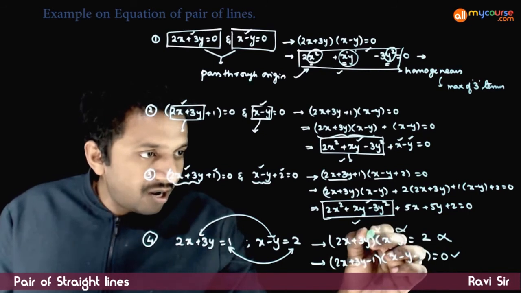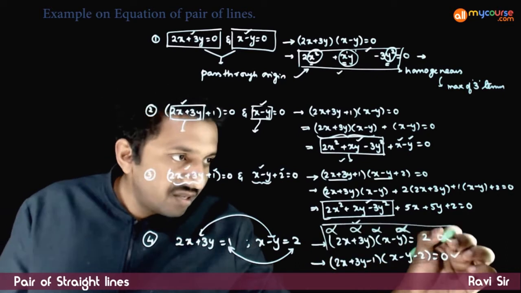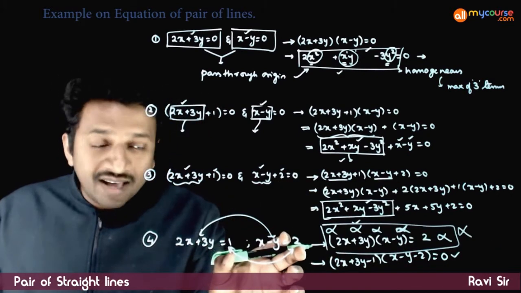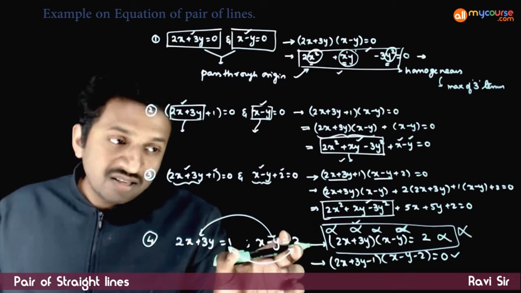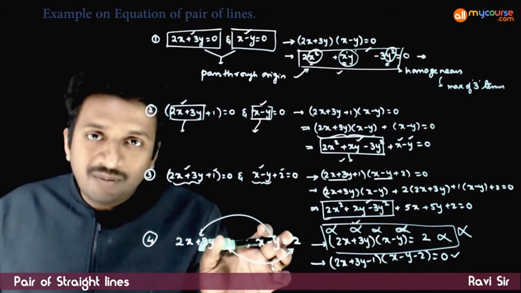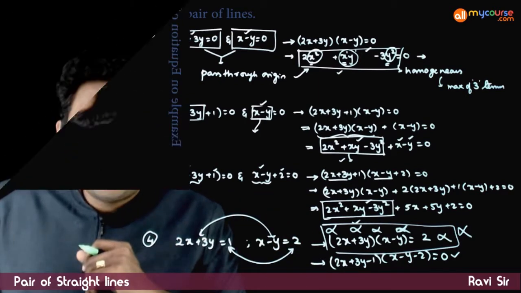This is a wrong way. Just keep in mind, you should not do this. You cannot directly multiply unless the right hand side is equal to 0. You can only multiply if the right hand side is equal to 0.